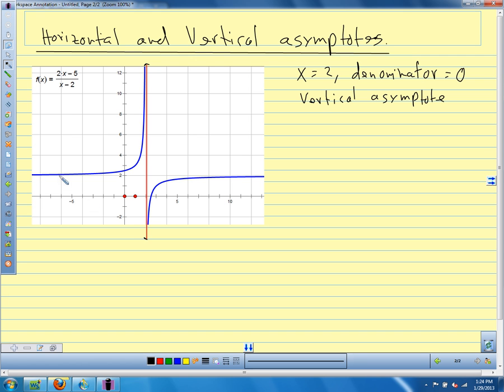And we can also see that as we go to the left and to the right, this graph of this function kind of flattens out. And it flattens out close to this line y equals 2. So if I drew a line in here, like so, at y equals 2, as x gets really, really big, or as x gets really, really small, as I go further and further this way, my function gets closer and closer to this line y equals 2. So y equals 2 is what we call a horizontal asymptote.